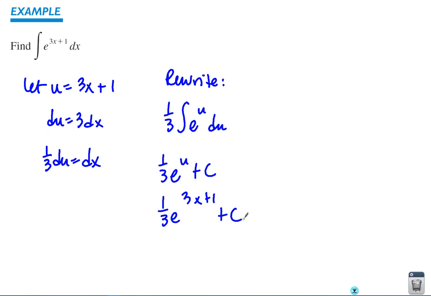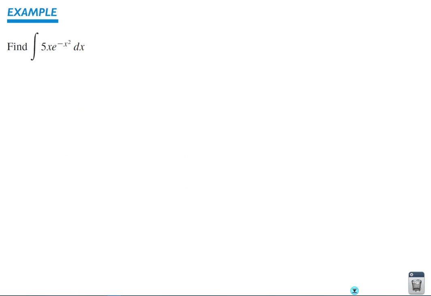Not sure why that was in the midst of all of this other trig stuff, but you know what? It's cool. It's fine. It's good practice. Oh, here's another one.